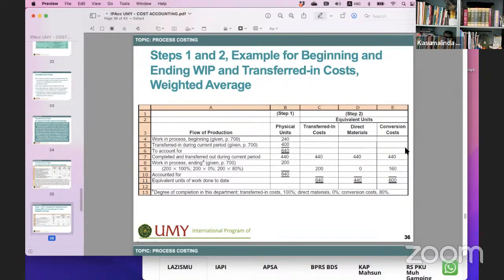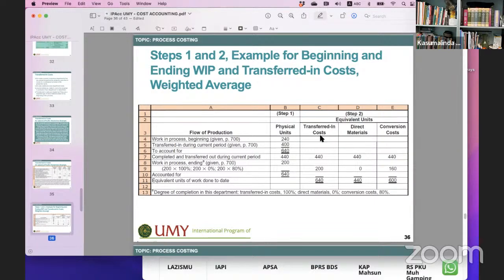Okay, next to calculate the equivalent unit. When we calculate the equivalent unit, we need to know the percentage of completion for each of these: transfer in, direct material, conversion cost. And if you can see here, we add one more column where we call it transferred in cost. This is the case for the second department only. The first department did not have it earlier.